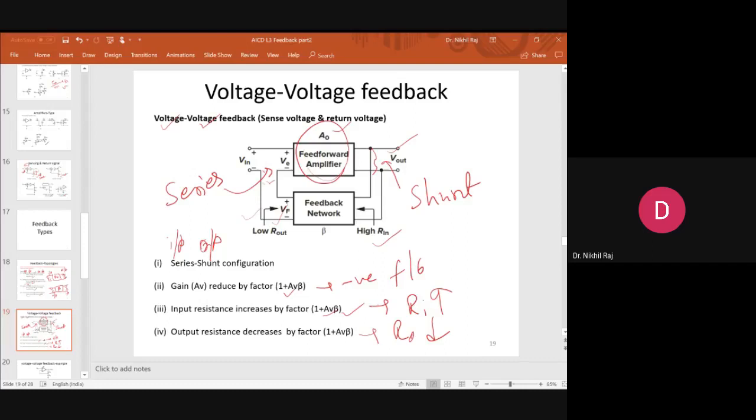Now instead of remembering, I will give you a shortcut to identify this. Okay, I will explain this shortcut in the circuit, that will be better. For now just remember that the input resistance increases by a factor of 1 plus A beta, and the output resistance decreases by a factor of 1 plus A beta.